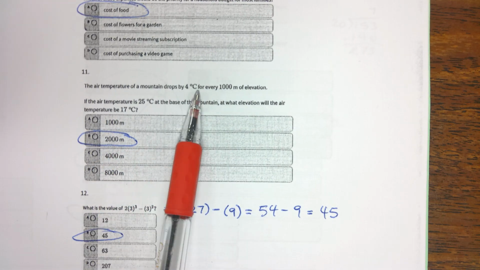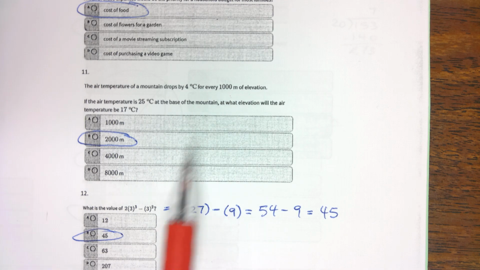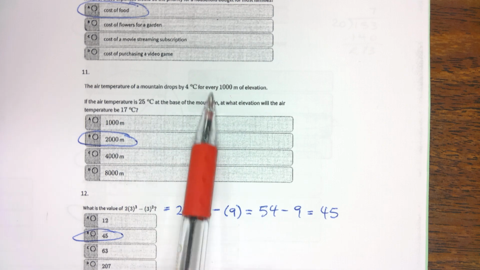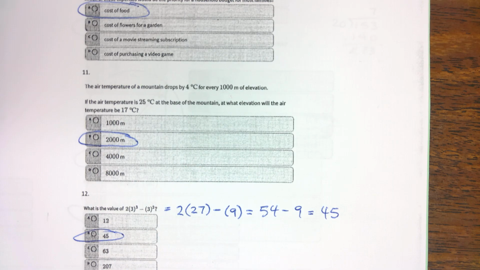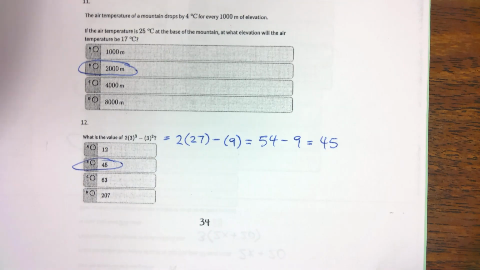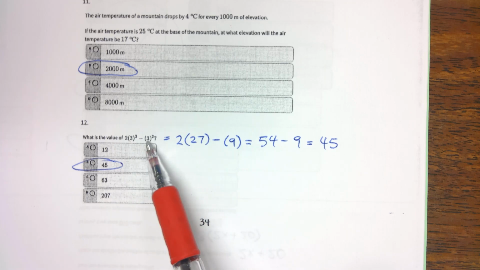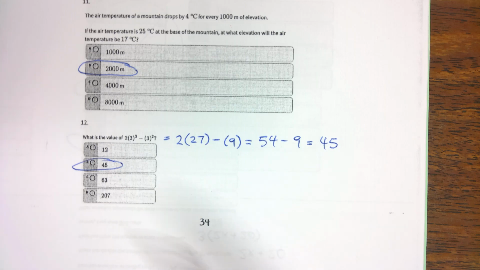Number 11. The temperature drops 4 Celsius for every 1,000 meters. So if you just do a table or just count backwards, from 27 to 21 to 17, that's 2 drops. So 2,000 meters. Okay. Exponent rules. So BEDMAS, remember exponents first. So 3 cubed is 27, 3 squared is 9, multiply, and then subtract, and then you'll get 45.